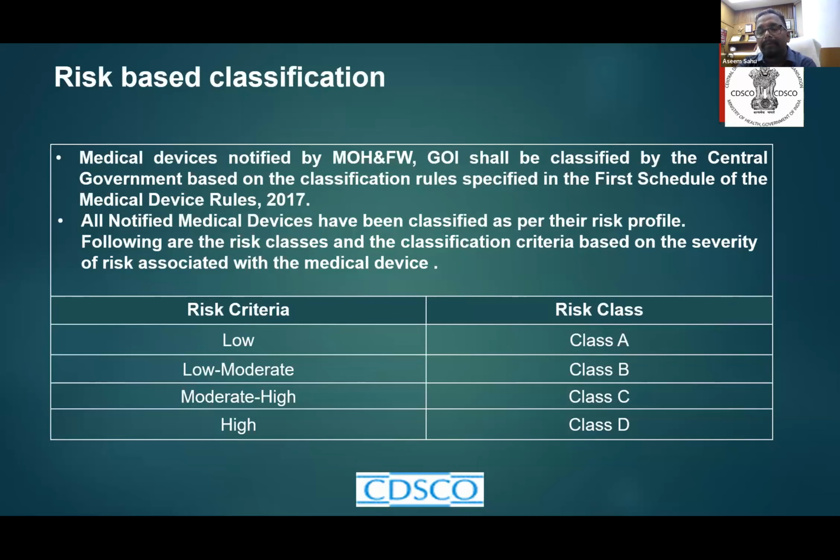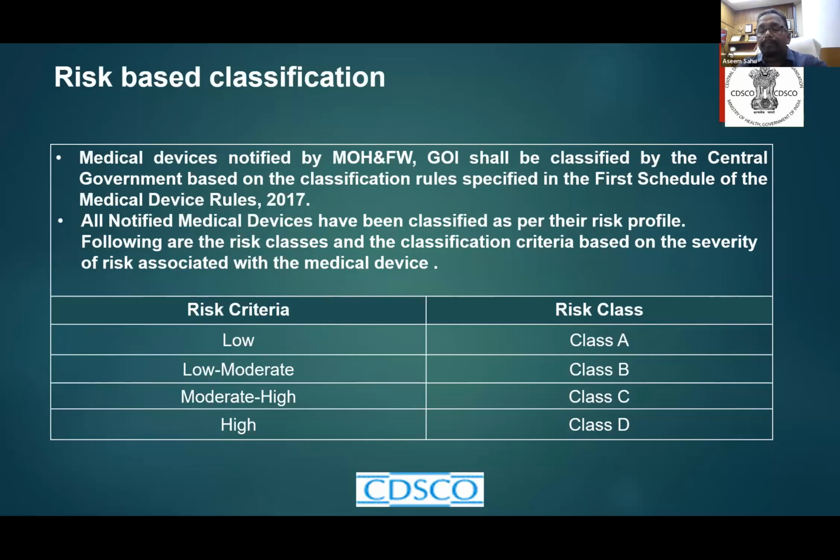Low risk devices, low requirements are made; provisions have been made. For high risk, the more critical clinical data needs to be submitted at the time of grant of the approval or the permission of the devices. So based on the risk, the criteria has been defined for how to classify the devices.